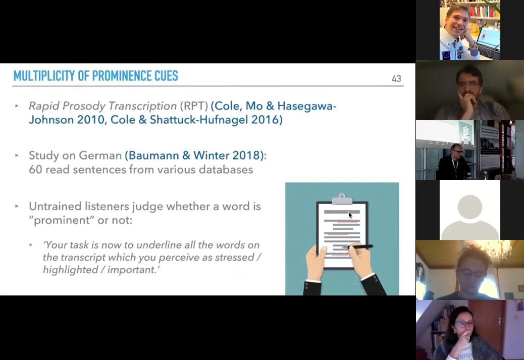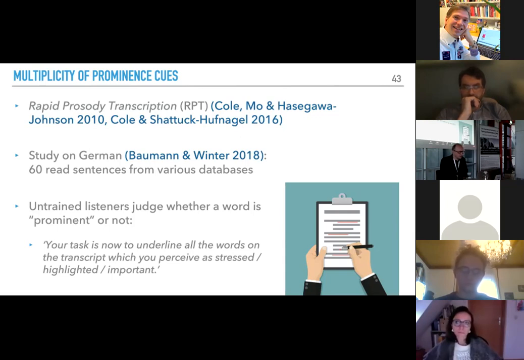However, a big difficulty for any kind of prominence model is the multiplicity of relevant cues. We already mentioned this several times during this conference and also in the beginning of this talk. And I go a little bit back in time now, because in order to get an idea of which are the most important factors for German, we conducted a rapid prosody transcription task some years ago. This task was briefly explained by Amalia yesterday, by the way.